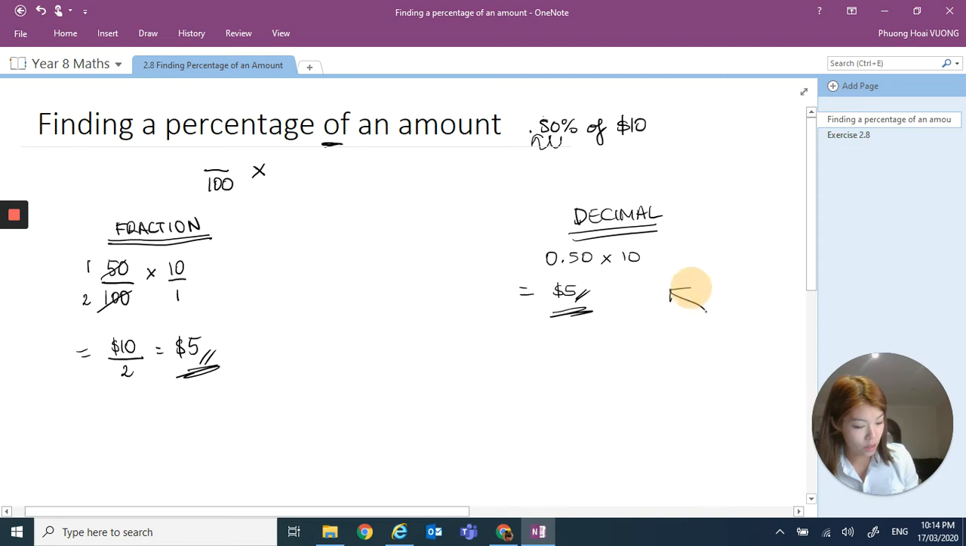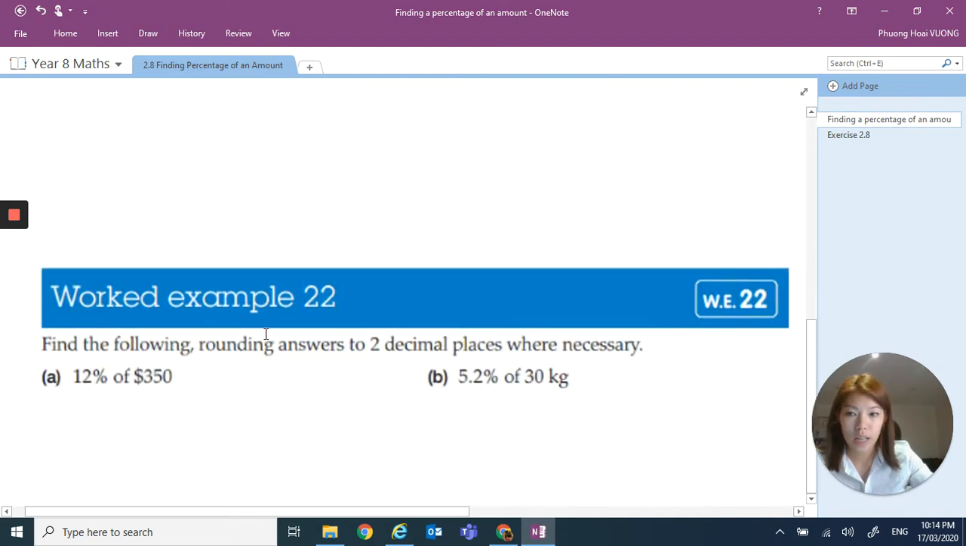Probably I prefer the decimal method because I can write the decimal really quickly and just shove it in a calculator. You might need the fraction method when you don't have a calculator. So yes, you do need to learn both. Let's look at another example.